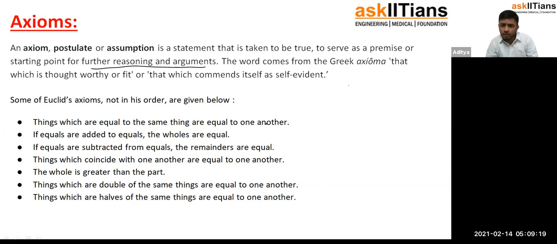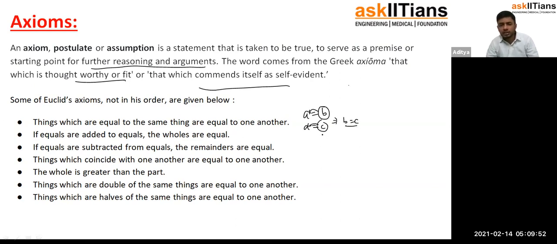This comes from the Greek word axioma, which means thought worthy or fit, that which commends itself as self-evident. Now, one of Euclid's axioms is that things which are equal to the same thing are equal to one another. Algebraically speaking, if A equals B and A equals C, then B and C are equal to the same thing A. So they must be equal to each other also.